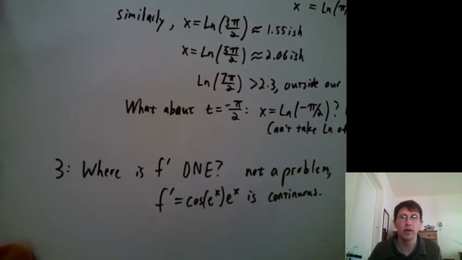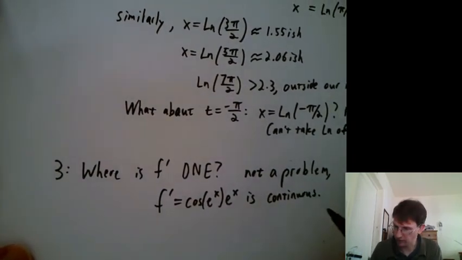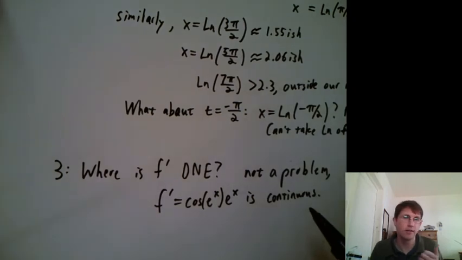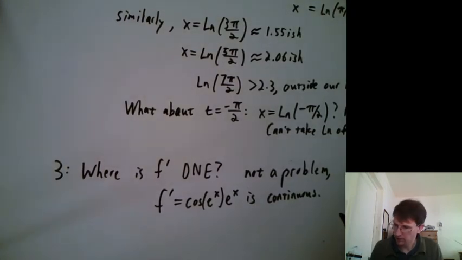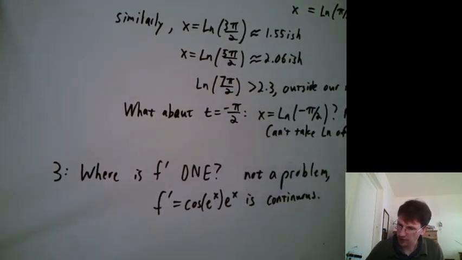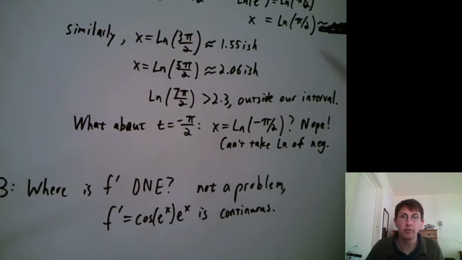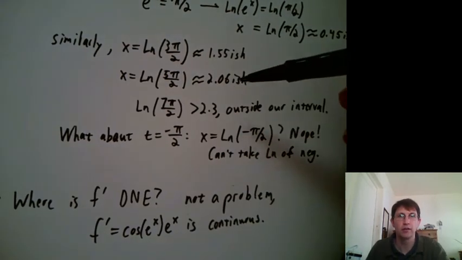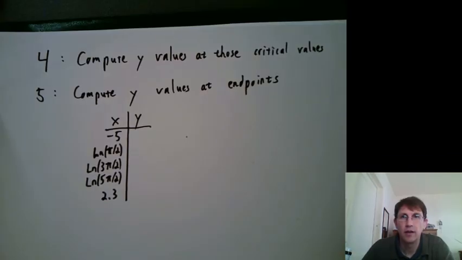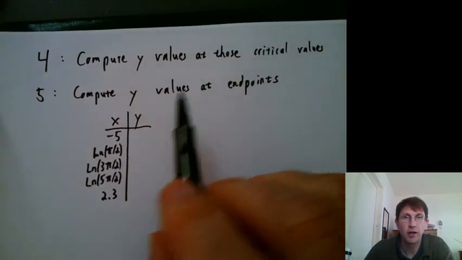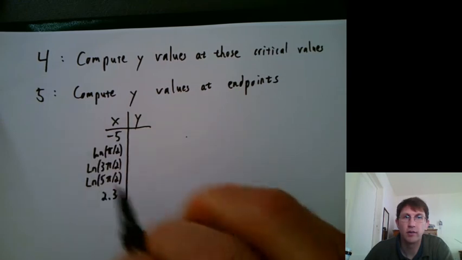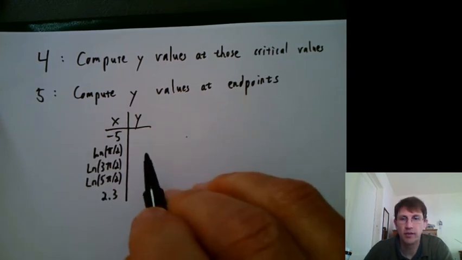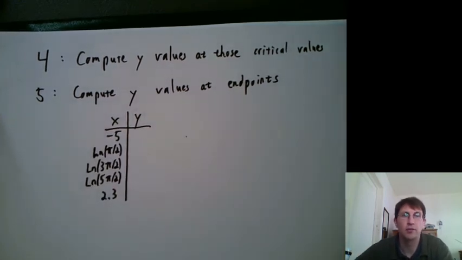We'll talk more about what continuous means later, but for right now, it doesn't have any jumps or breaks in it. All right, so our critical values are log of pi over 2, log of 3 pi over 2, log of 5 pi over 2. Let's turn the page. All right, our steps 4 and 5 are computing y values. We might as well do those all kind of in one big table. And we might as well have Desmos compute that, so let's switch to Desmos.